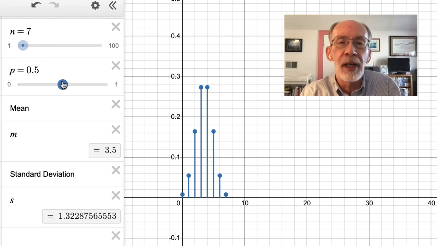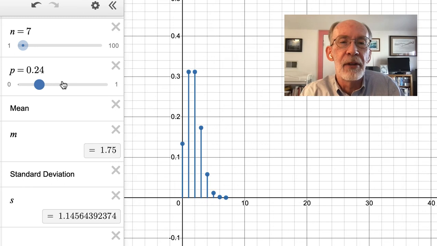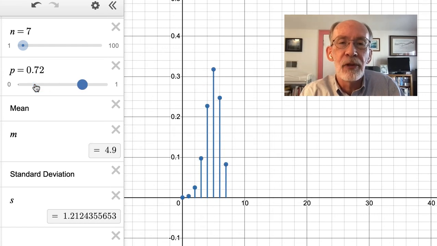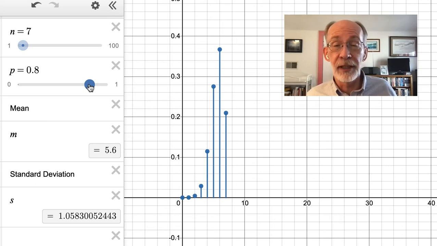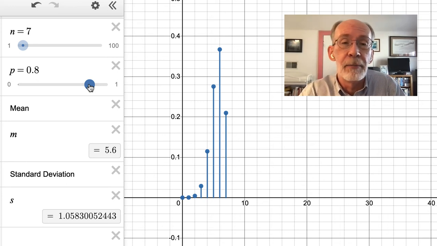There's also a certain kind of symmetry going on from one side to the other. If we had, say, a 20% free throw shooter, their distribution would look like this. If we had an 80% free throw shooter, their distribution would look like this. And those two distributions are symmetric to one another across the middle of the distribution. So if the two probabilities add to 1, then for a given n, the distributions are symmetric. Only makes sense because if your probability of making a shot is 0.8, your probability of missing is 0.2 and vice versa. So there should be some sort of graphical relationship.